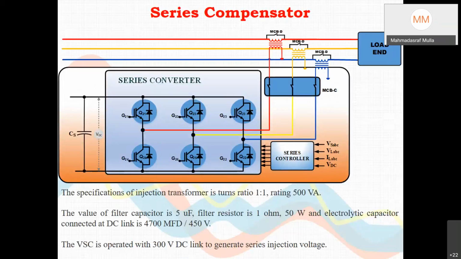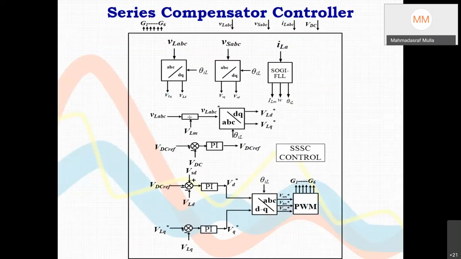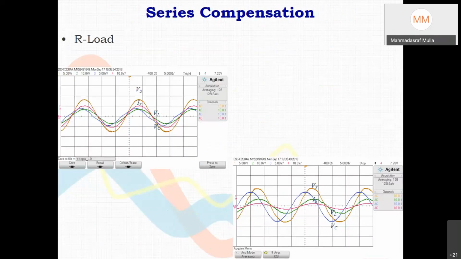Some transformers are 1,500 VA, and 3 transformers are connected. There is a 4700 microfarad capacitor on the DC link, and the voltage source converter was operated at 300 volts. Some DQ based power theory I will not explain. Now this is the performance.